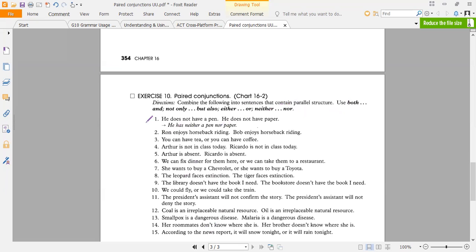Yusuf, go ahead with number one. He doesn't have a pen. He doesn't have a paper, so I can say he has neither a pen nor a paper. And make sure that the structure is parallel. This is a noun, and paper is a noun.